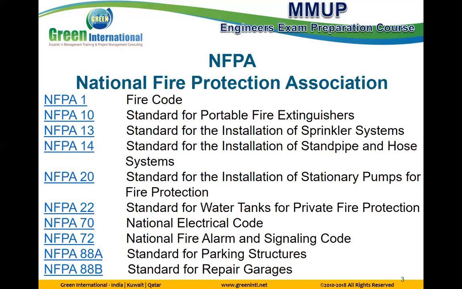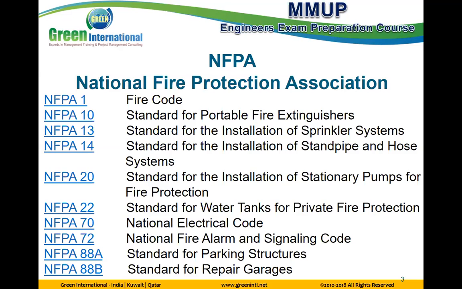Okay, this is what I discussed before you got the slideshow here. NFPA 10, 13, 14, 20, 22 are related to firefighting. 10 is for portable fire extinguishers. 13 is related to the sprinkler system. 14 is related to the hose system, fire hose reel and standpipe. 20 is related to pumps, fire pump. 22 is related to fire water tanks. NFPA 70, the National Electrical Code, focuses on electrical. 72, the National Fire Alarm Code, is very important.